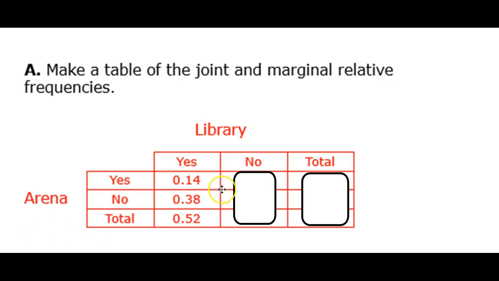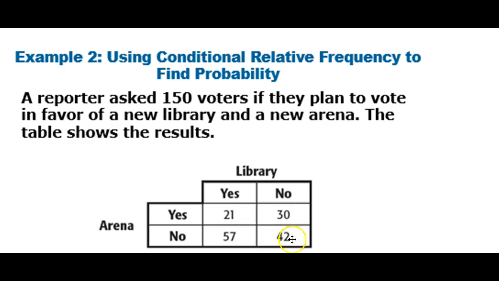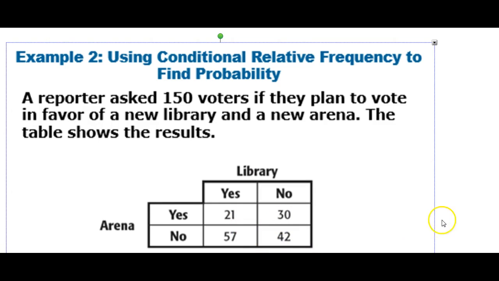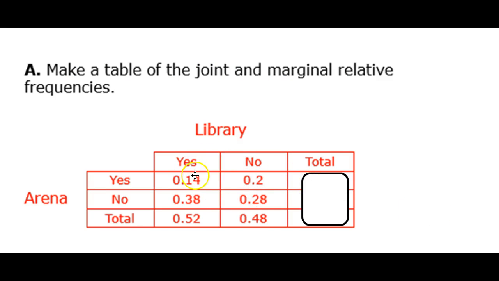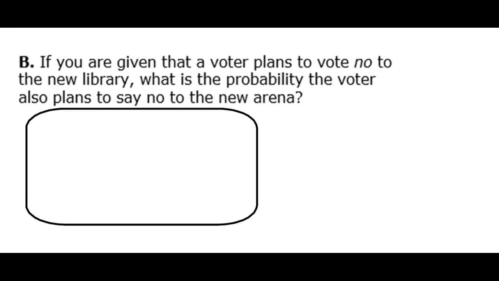Okay, there were 150 asked, so that's what you were dividing by in this case, right? And let's go take a look. It was 21 divided by 150 and 30 divided by 150 and so on, right? And so you ended up with these marginal frequencies, joint frequencies, and when you add them, you get your marginal frequencies. Okay, let's use this to answer a conditional statement. Okay, so we'll use the table to answer this question. If you are given that a voter plans to vote no to the new library, then what is the probability the voter also plans to vote no to the arena?